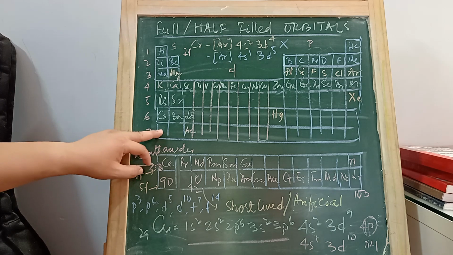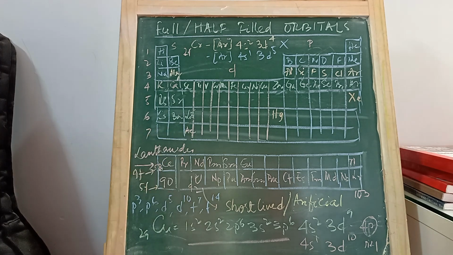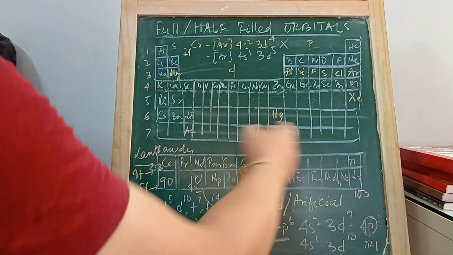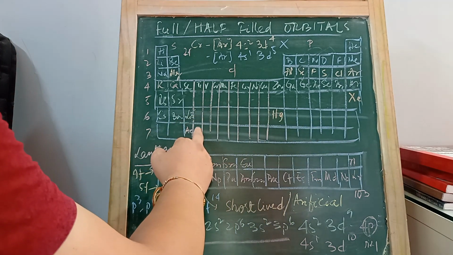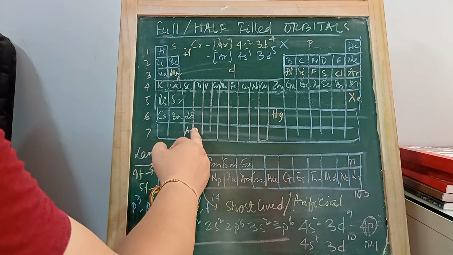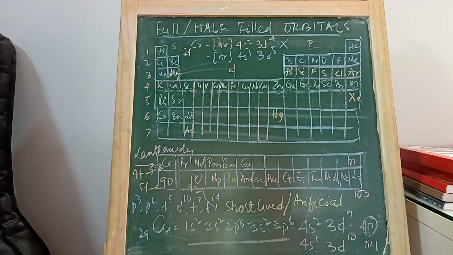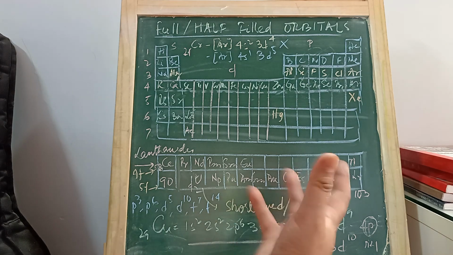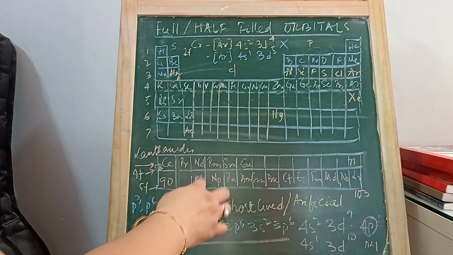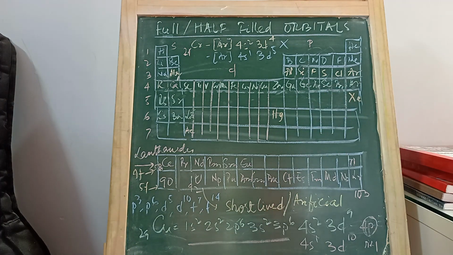Similarly, after these, the actinides come. Before filling up 7p, or 6d, come the 5f elements, which start from atomic number 90, then uranium, americium, curium. These elements are called actinides. The elements after uranium are short-lived and artificially produced. Remember this: after atomic number 92, up to 103 or 170, whatever elements we have discovered, are not naturally found. They are artificially produced.